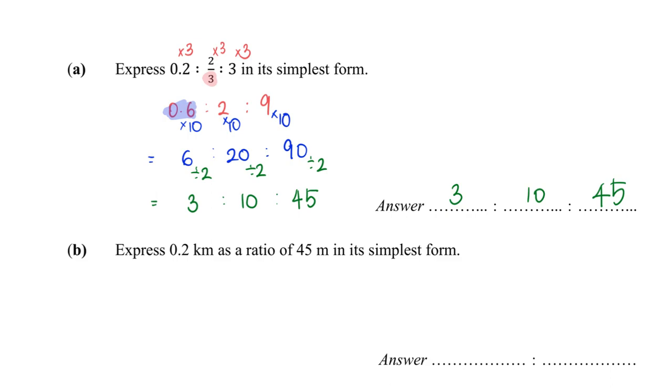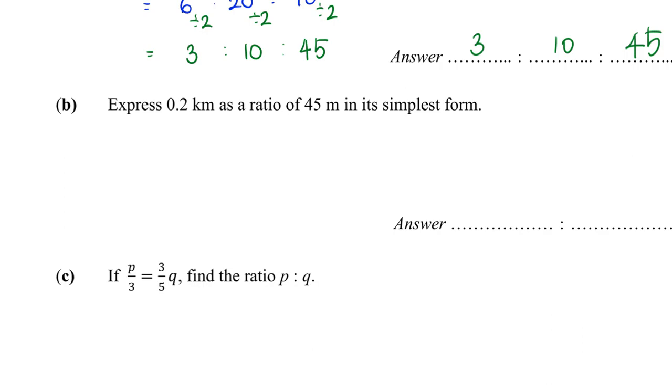Alright, for part 2, we are required to express 0.2 kilometer as a ratio of 45 meter in its simplest form. The very first thing that caught Mr. Tan's eye is that the units are different. Can I use the values as it is now? Wonderful, you all are smart viewers. Yes, we should not. We should convert them to be the same unit.